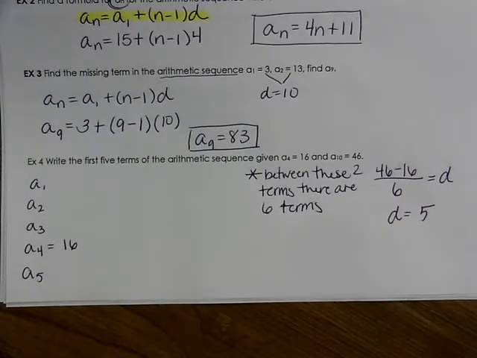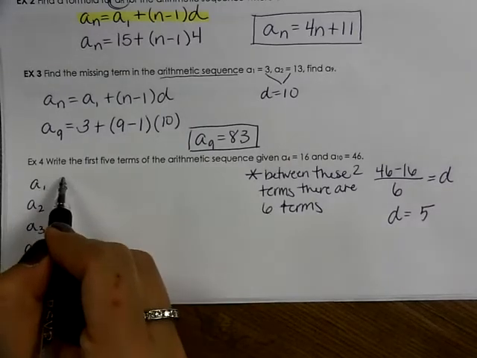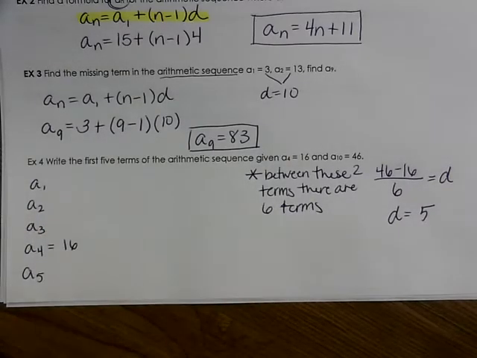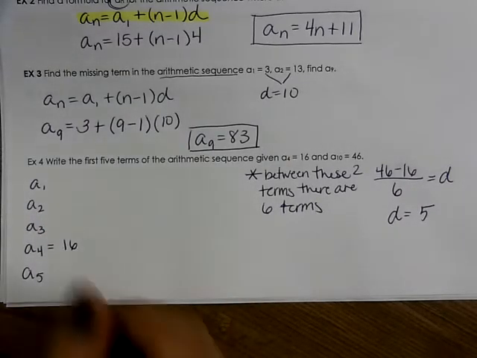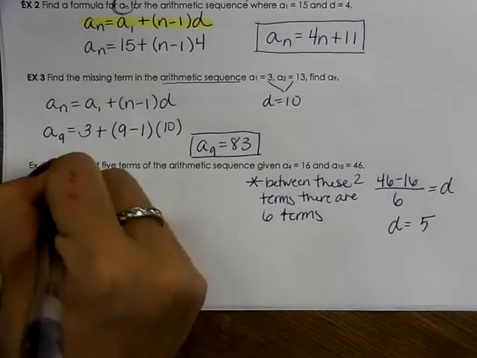D equals 5. Now, I could write the rule, I could write out an a sub n rule, and I could plug in 1, 2, 3, 4, and 5. But what would be quicker and easier? Yeah, subtract 5 to get these terms, add 5 to get this term. I know that there's a common difference, so that's what I'm going to do.